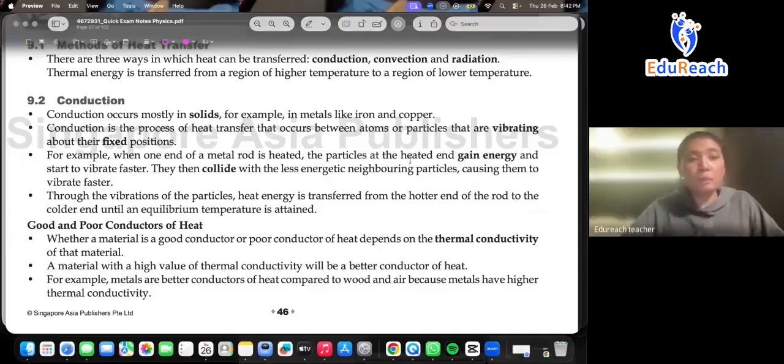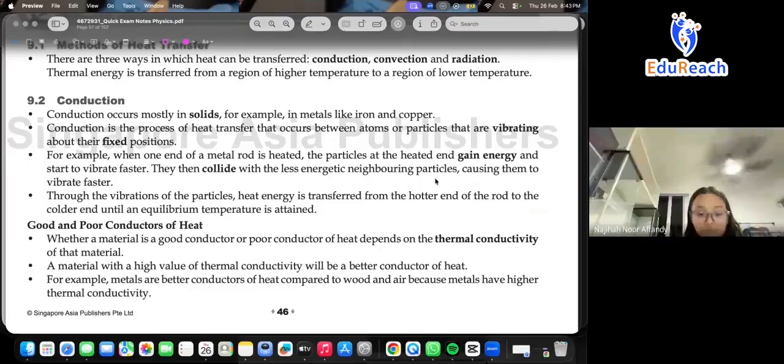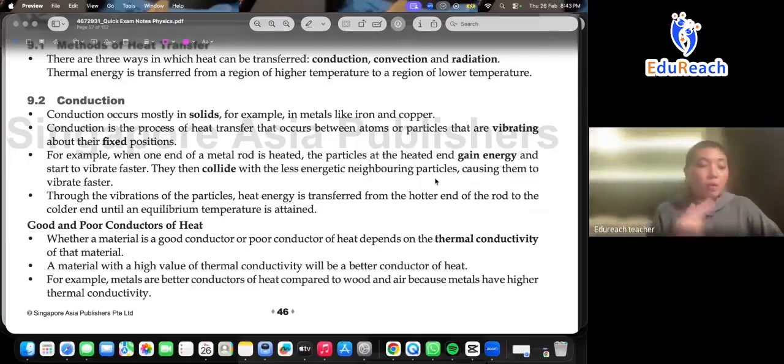Okay, so for example, when one end of a metal rod is being heated, the particles at that end will gain energy and they will start to vibrate faster. They gain energy and the kinetic energy also increases, so they vibrate faster. As they are vibrating faster, they will then collide with the less energetic neighboring particles, causing them to vibrate faster. So remember, it is always linking back to the amount of kinetic energy, the vibration.